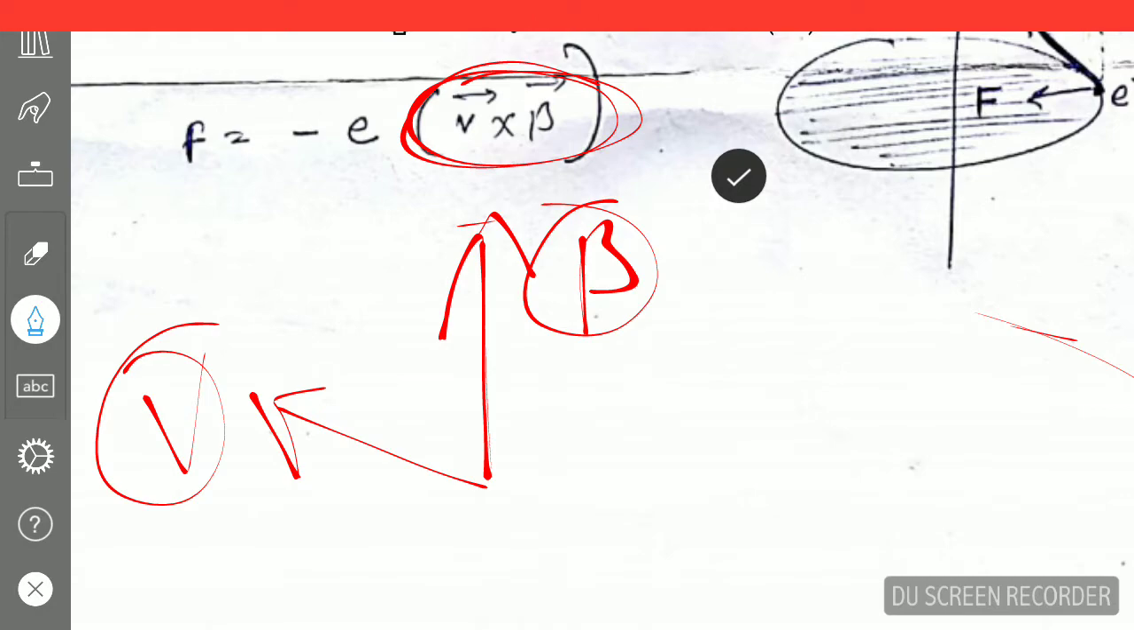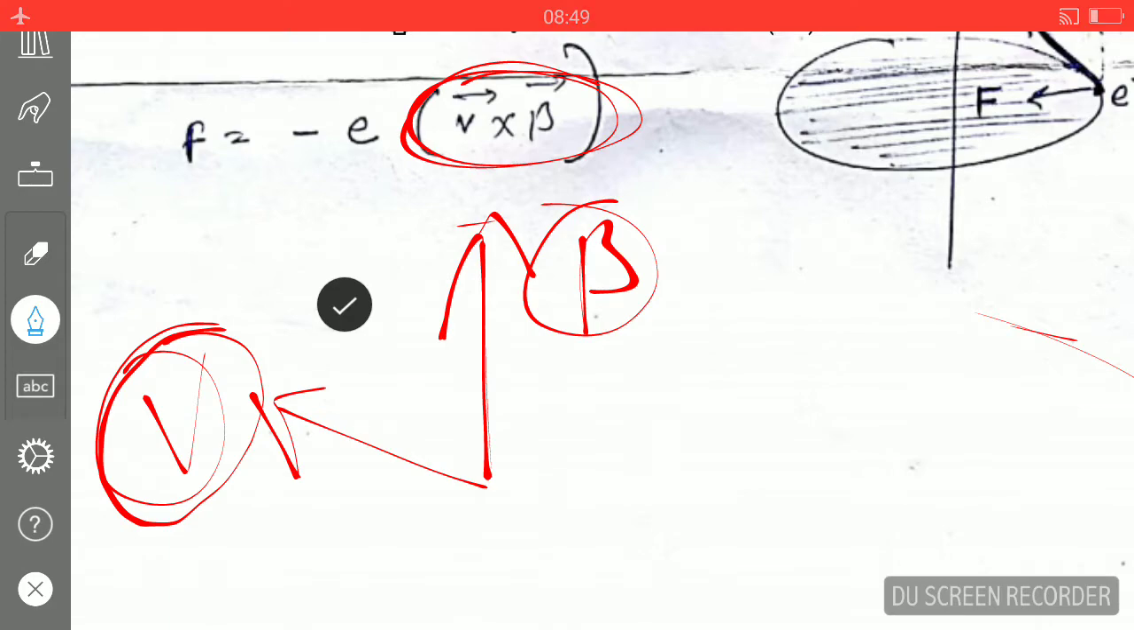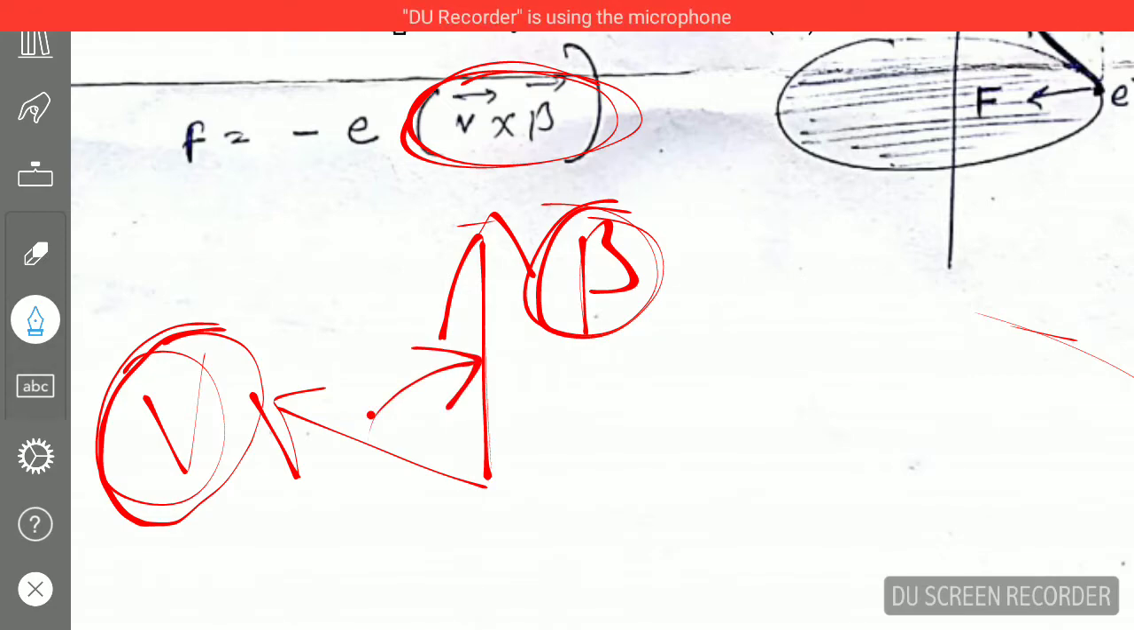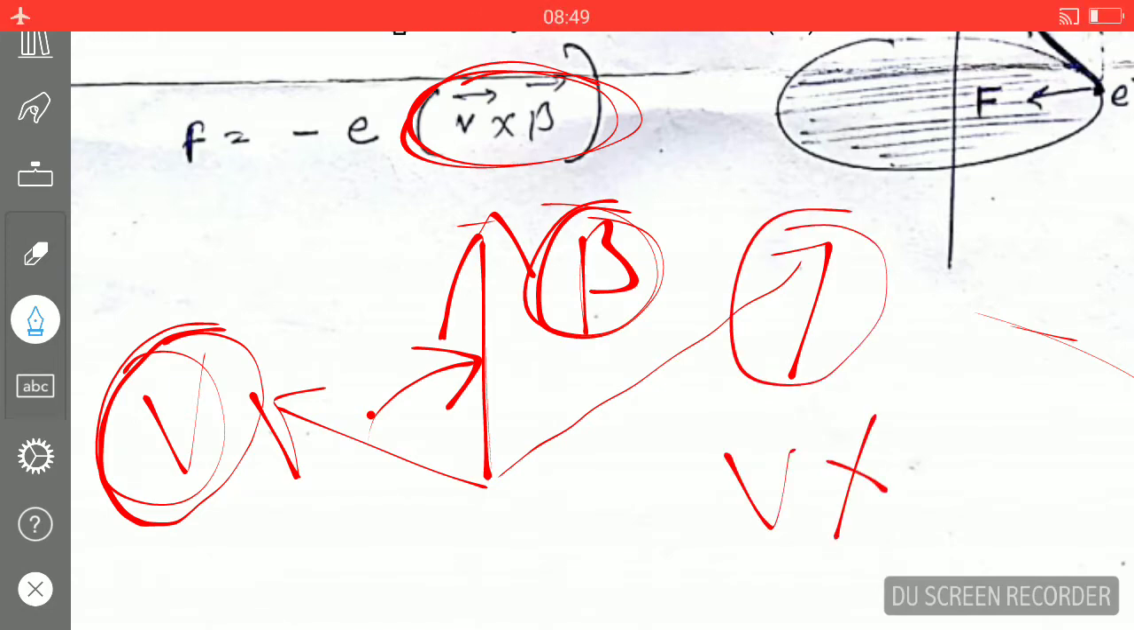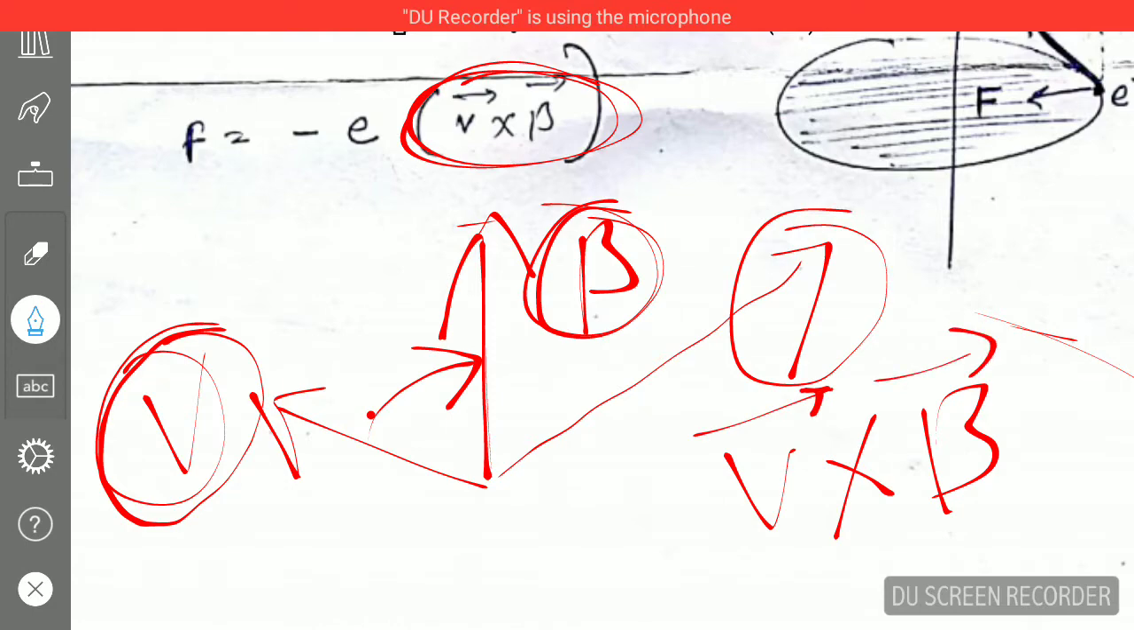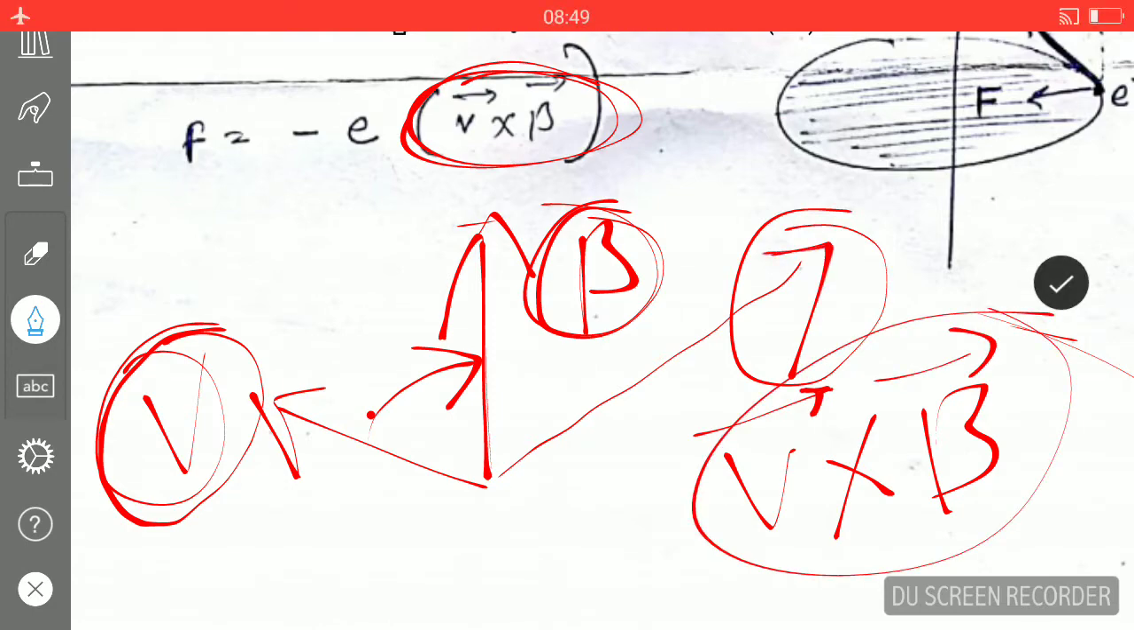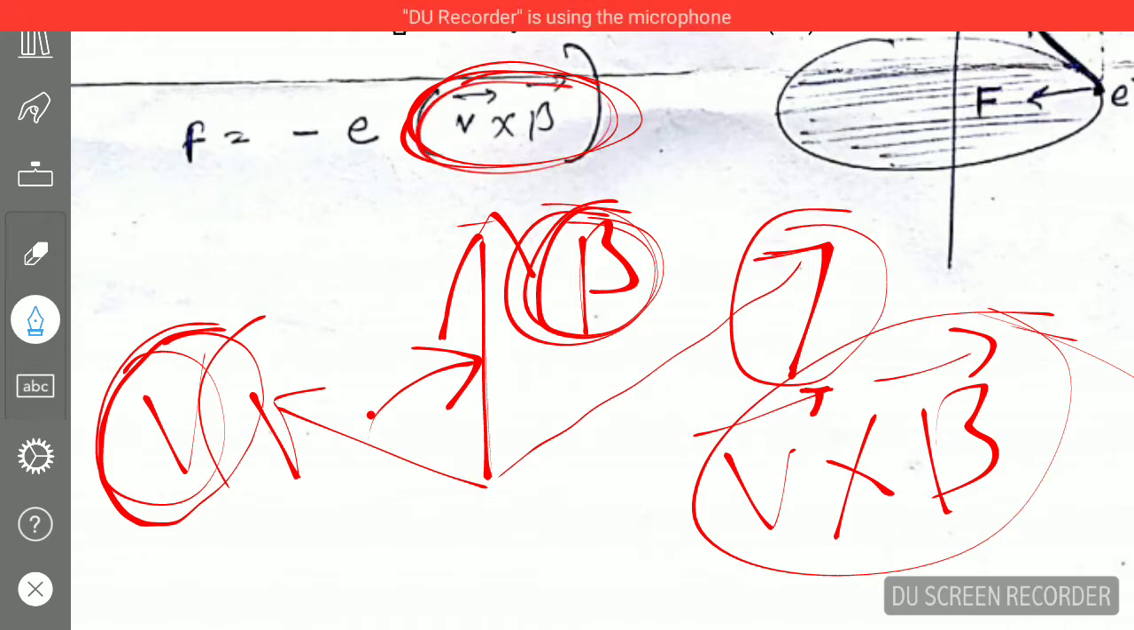By the right hand screw rule, the first quantity is V and the next quantity is B, so the screw will rotate from V towards B, and it will advance in this direction. This will be the direction of V cross B, and this vector will be perpendicular to both B and V.